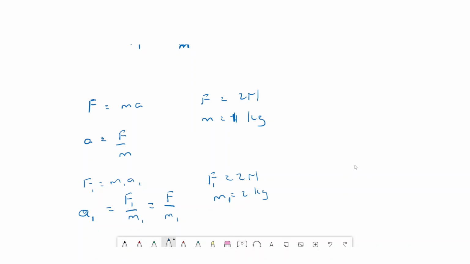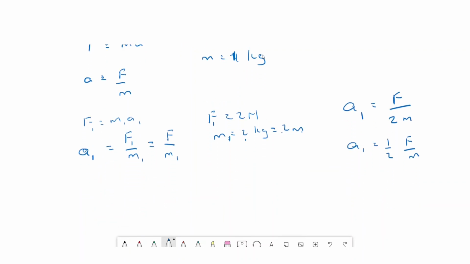Now what is happening to my acceleration? Well, my acceleration A1 is going to be equal to F divided by 2 times what? Mass. Why? Because this 2 kg is 2 times m, since m is 1 kg. So if I say 2 times 1, I'm going to get 2 kg. That is why I'm saying it's 2 times m. I'm doubling it. From here you can see that my A1 is going to be half of F over M, which is the same as A.